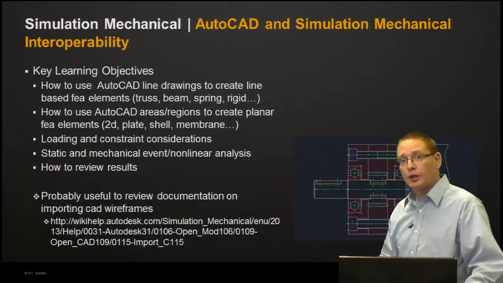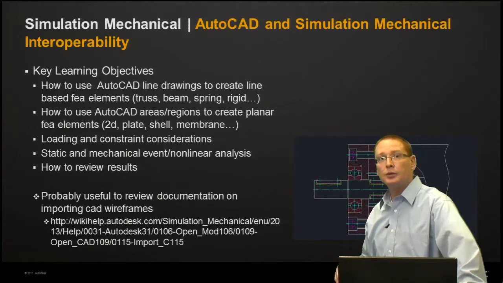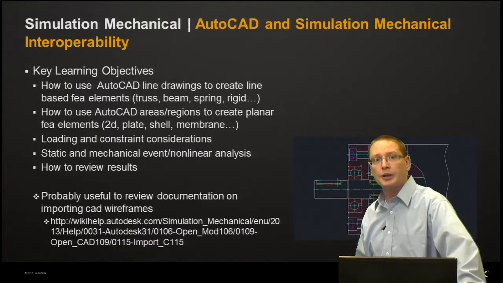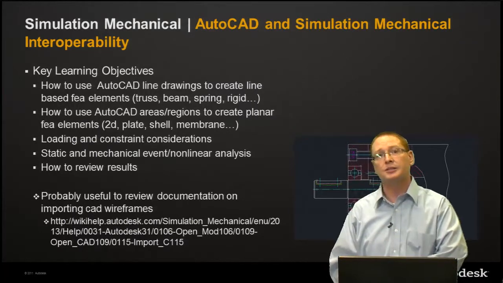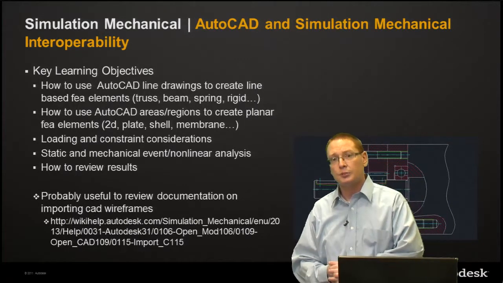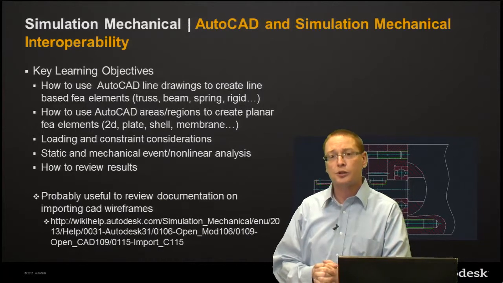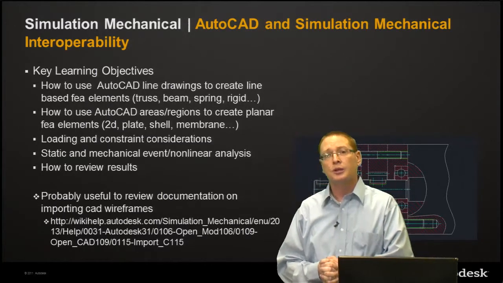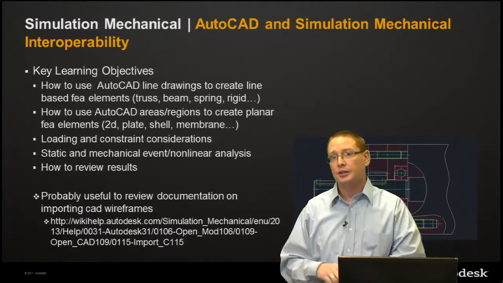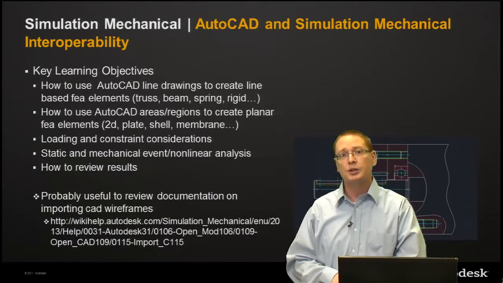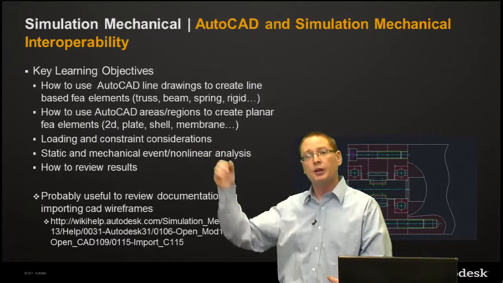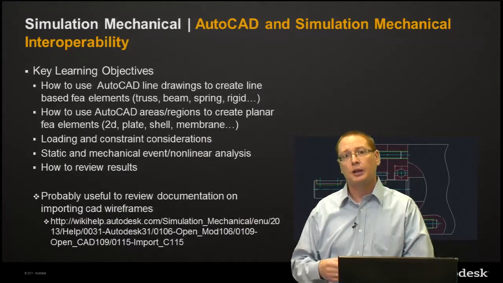So what we're going to look at as far as objectives, how do we use AutoCAD line drawings to create line-based FEA elements, or finite element analyses? Well, within Simulation Mechanical and Multiphysics, there are numerous element types that you can use. Some of those are based on a simple line. Those include trusses, beams, springs, rigids. So just there we list 4 different elements that are all based on a line.